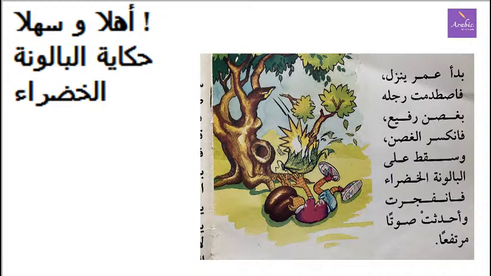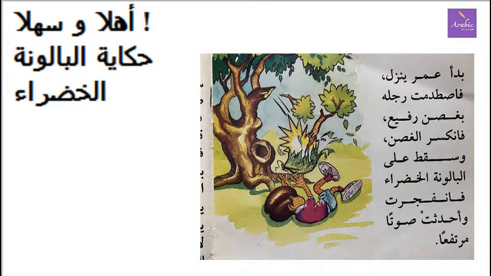ماذا حدث? What happened? Umar decided that he's going to play alone with his balloon. And he tied his sisters' balloons on the tree, in the highest branch in the tree. Now, بدأ عمر ينزل. بدأ, to start. Umar started to go down the tree. فاصطدمت رجله بغصن رفيع. His leg, اصطدمت is to get hit into something. فاصطدمت, coming from اصطدم, اصطدمت رجله, his leg, بغصن رفيع, with a very thin branch. رفيع is thin. Branch, غصن is branch, okay? فانكسر الغصن. So the غصن got broken. انكسر is to get broken.